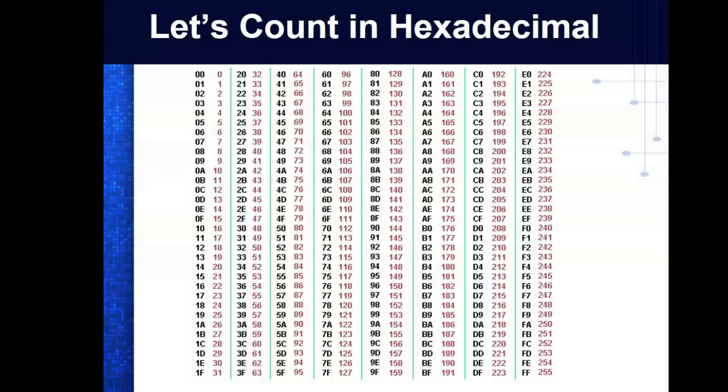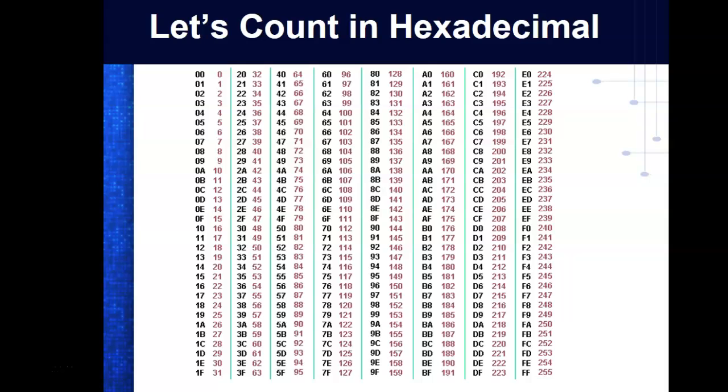So this is counting. Let's count in hexadecimal. We've already done that. 0, 1, 2, 3, 4, 5, 6, 7, 8, 9, A, B, C, D, E, F, 10, 11, 12, 13, 14, 15, 16, 17, 18, 19, 1A, 1B, 1C, 1D, 1E, 1F. 20, 21, 22, 23, 24, 25, 26, 27, 28, 29, 2A.